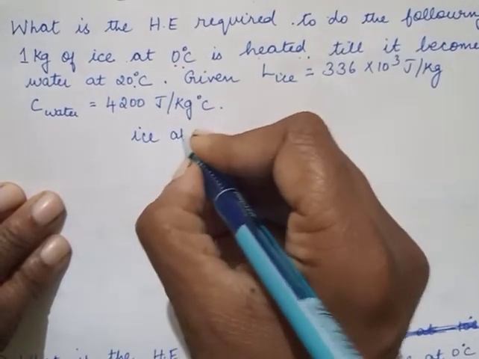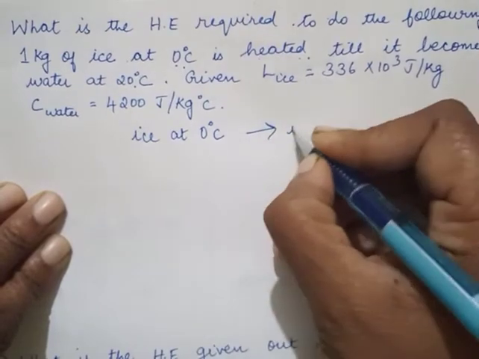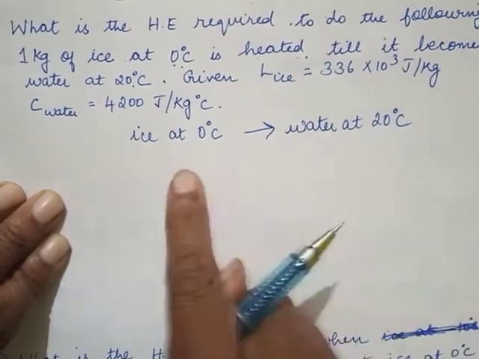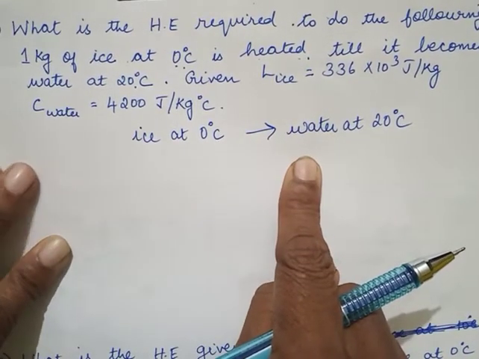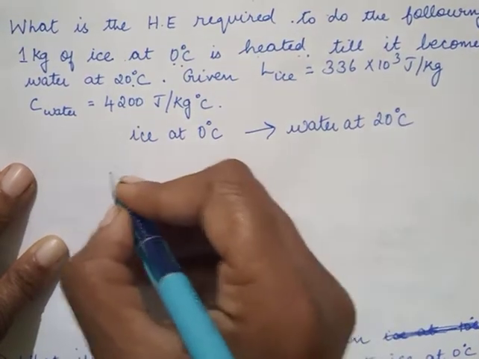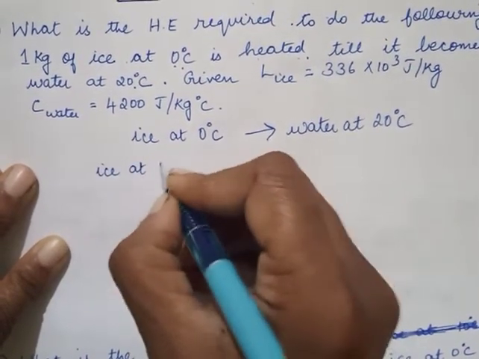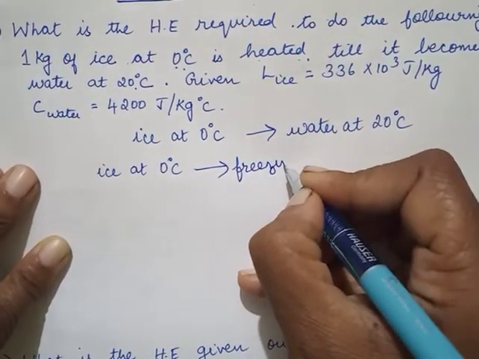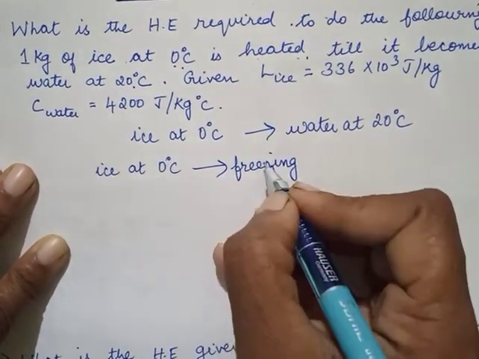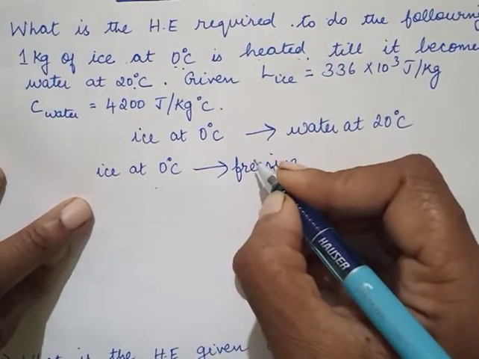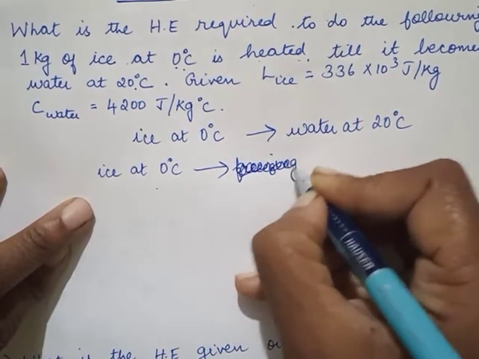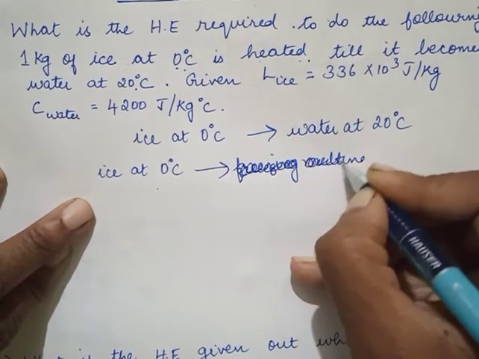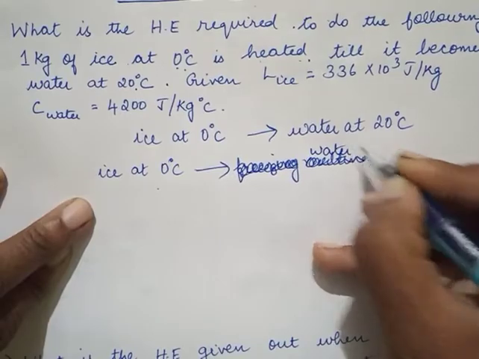So, ice at 0 degrees Celsius has to become water at 20 degrees Celsius. Now, for this to happen, what all should happen? First, ice at 0 has to undergo change of state. It has to undergo freezing. It has to freeze. Okay. Ice at 0 has to undergo melting to become water at 0 degrees Celsius. Okay. So you write water at 0 degrees Celsius.